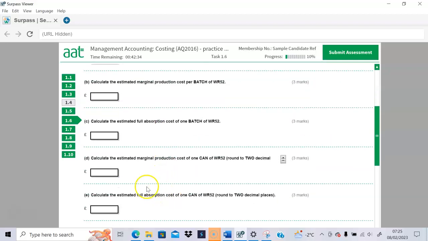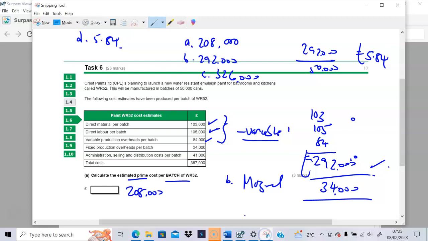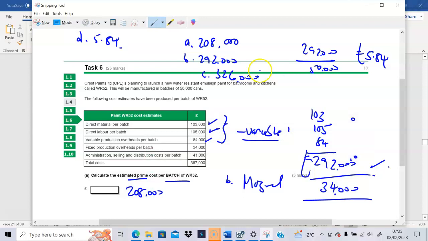And then let's look at E. It says the estimated full absorption cost. So I'll now take C, my answer at C, the full absorption cost, which was 326, and divide that by the cans. I believe that's what the question is asking. It does want the per can, yes. So I will now have 326,000 divided by 50,000, which is £6.52. Right, great stuff.